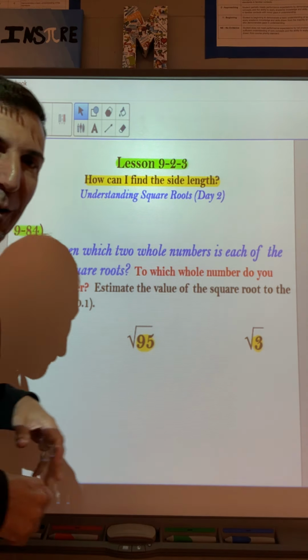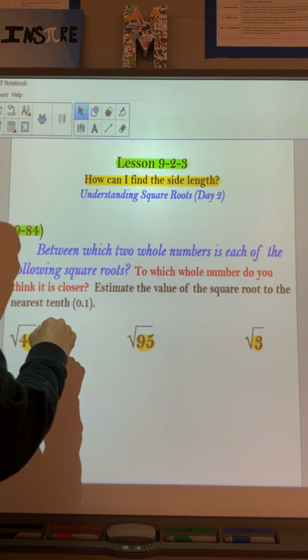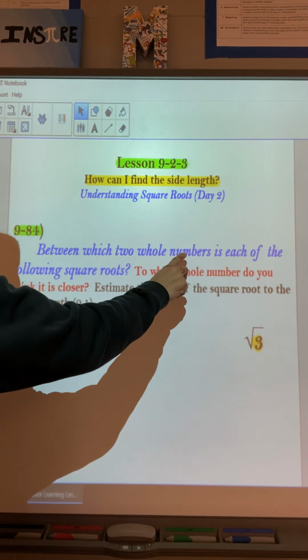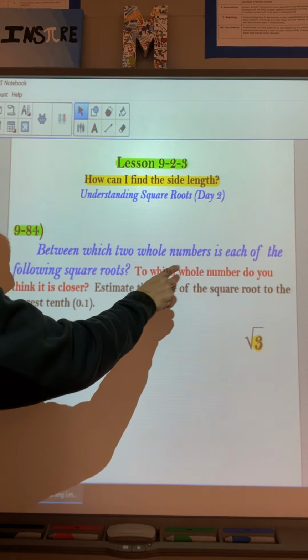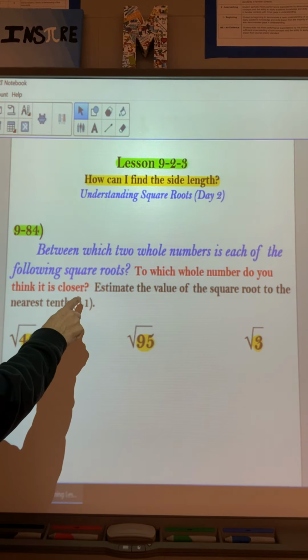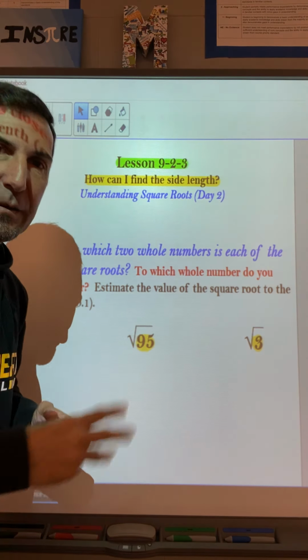Okay, so here we go. We're going to jump right into it. We've got 984. We're still talking about how you can find side lengths. And it says, between which two whole numbers is each of the following square roots? To which whole numbers do you think it's closer? And then estimate the value to the nearest tenth. So we got 3 things going on.